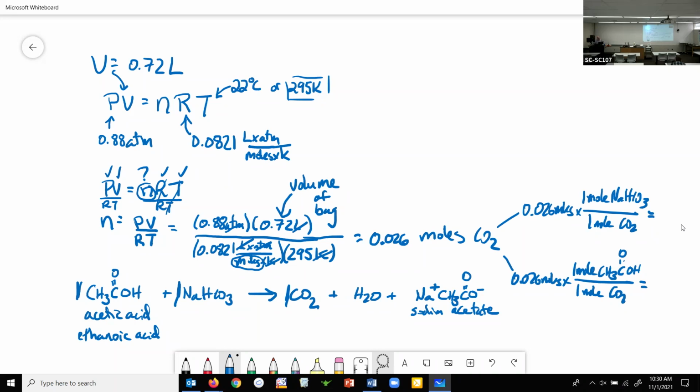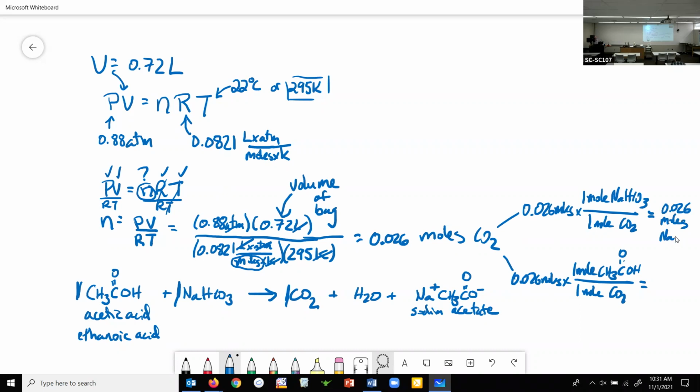Now, sure, you might ask, why in the world do we bother with multiplying by 1 and dividing by 1 when you get the same number? And the answer is because not every chemical equation is 1 to 1. So we always have to have it in there in the event that it's not a 1 to 1 relationship.